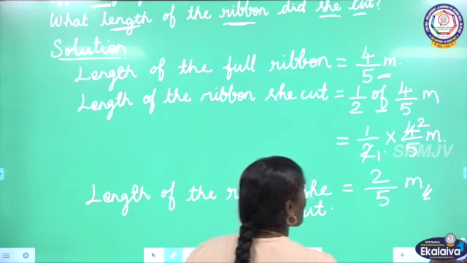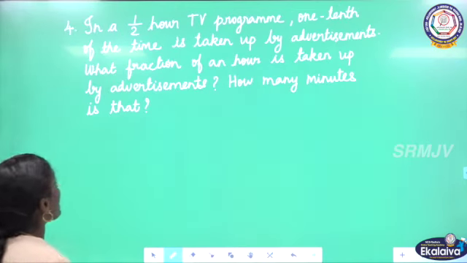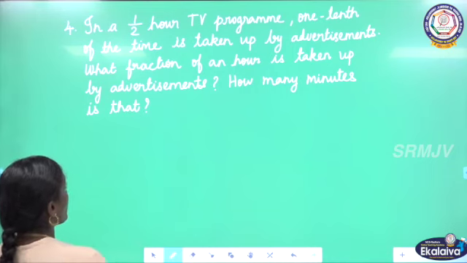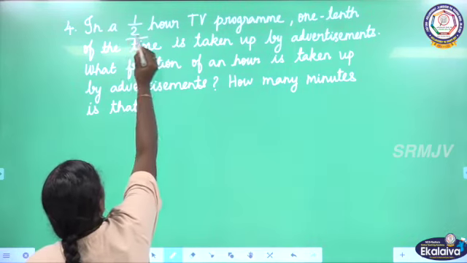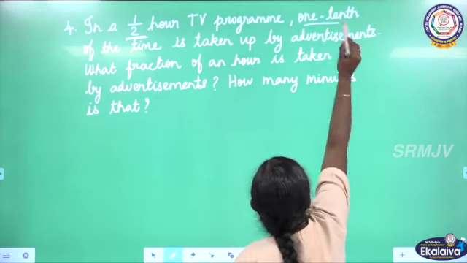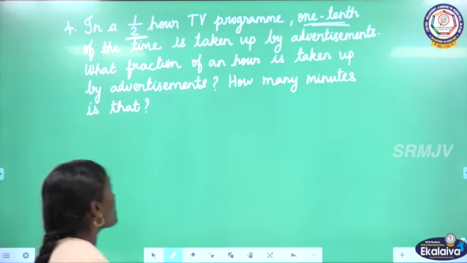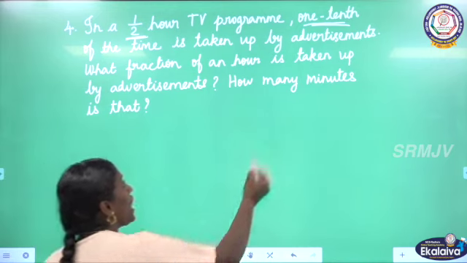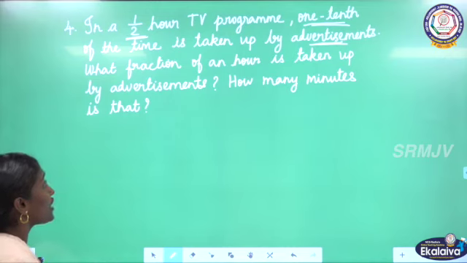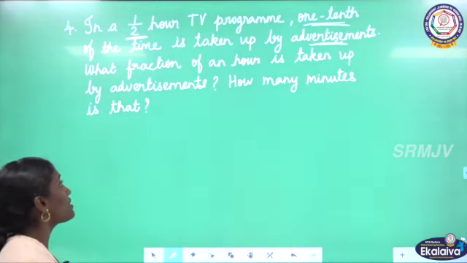Okay. The next question. In a half an hour TV program, 1/10 of the time. Here, the time duration of the TV program is half an hour. 1/10 of the time is taken up by advertisements. Now, what fraction of an hour is taken up by advertisement? How many minutes is that?